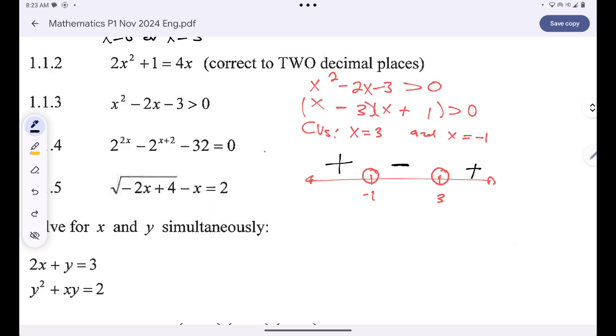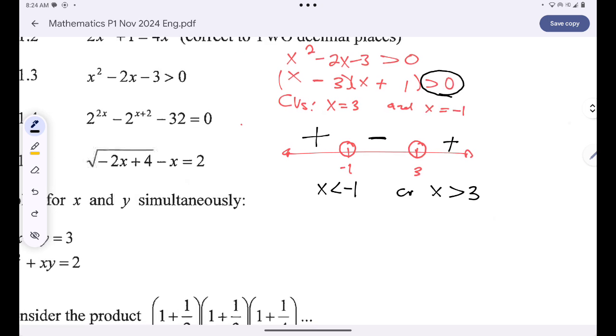I'm looking for the values of x that will give me a solution which is greater than 0. Greater than 0 simply means positive. Where do I see a positive on my number line? When x is less than a negative 1 or when x is greater than 3. But there are those guys who like expressing their solution by using interval notation. Okay, if you write your answer like this, guys, believe me, you're 100% correct. And I prefer this way because it's very, very straightforward and simple.